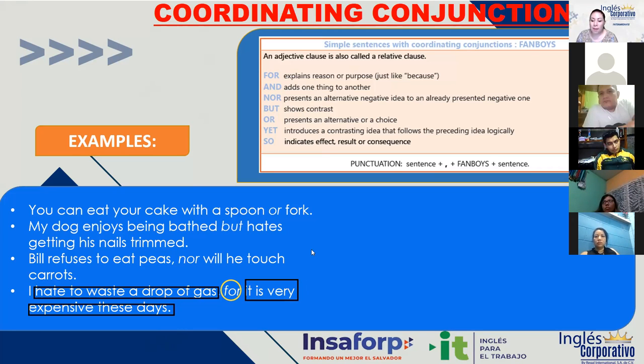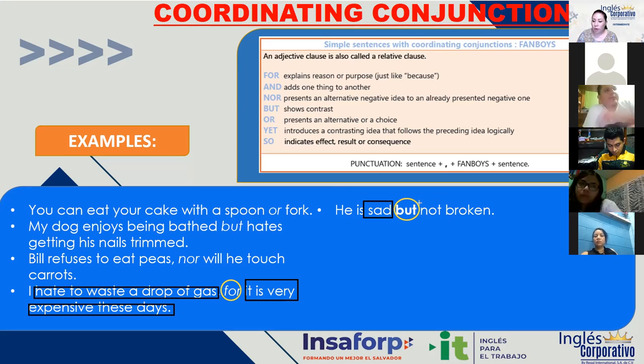Okay, now, next one. He is sad, but not broken. Okay, in this case, we use the word but. The connector is but. And we are contrasting two ideas, that he is sad and not broken. Sad is a bad thing, but not being broken is a good thing. So we're contrasting, okay?